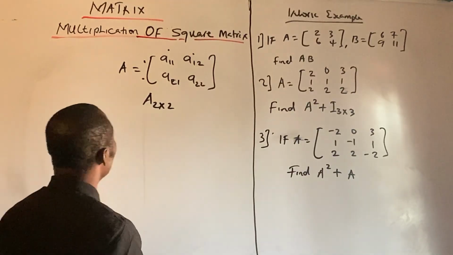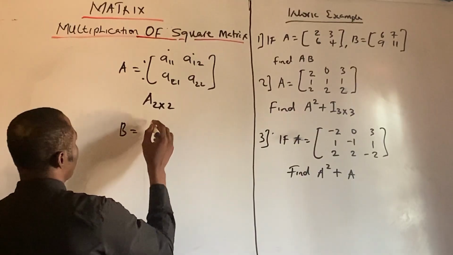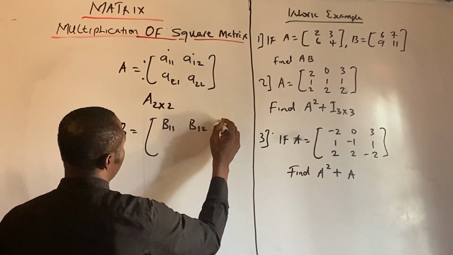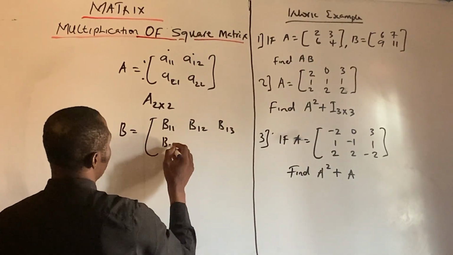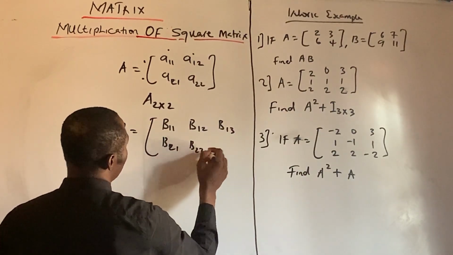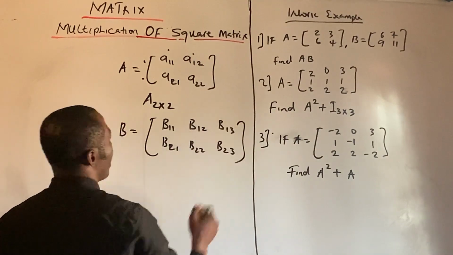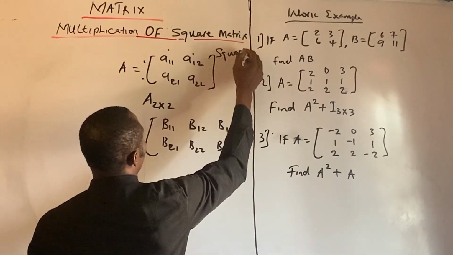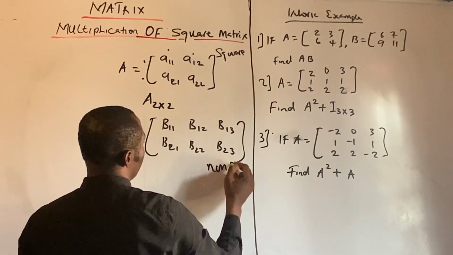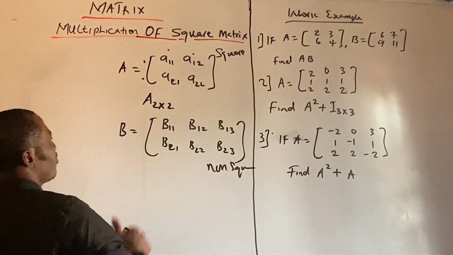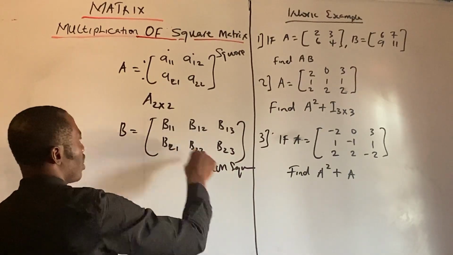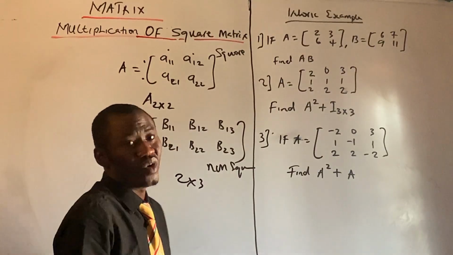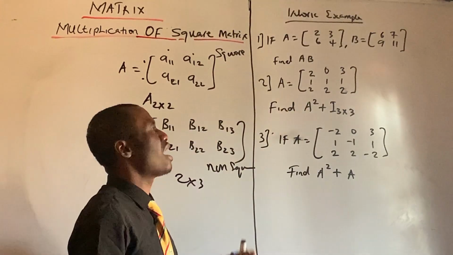But if they are not the same, let's say we have B, and in B we have B11, B12, B13, B21, B22, B23. Now this is a non-square matrix. This is square, this is non-square. The reason is that we have two rows and three columns, so this is a 2 by 3 matrix. Therefore, it is non-square.